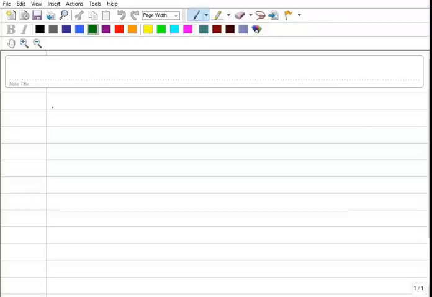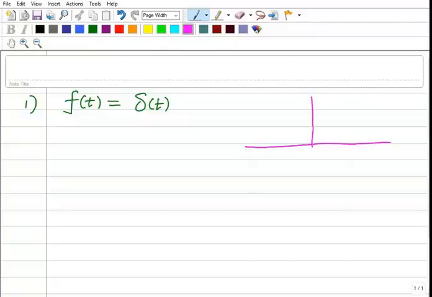So the first signal, f of t is delta t. What is delta t? Impulse signal. It will be something like this. Only for t equal to 0 it has the value. For other values of time it is 0. So we will try to find out the Fourier transform for this.